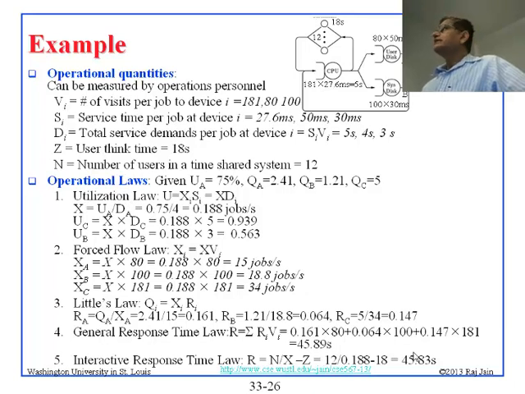Okay. Third, Little's law. Qi is equal to Xi Ri. Now we know all the X's, we know all the Q's, so we can calculate all the Ri's. So Ra is equal to Qa upon Xa, Rb is equal to Qb upon Xb, Rc is equal to Qc upon Xc. So we calculate 3 response times. The general response time law says R is equal to sigma of Ri Vi. We know all the R's, we know all the V's, and therefore we can calculate the system response time.